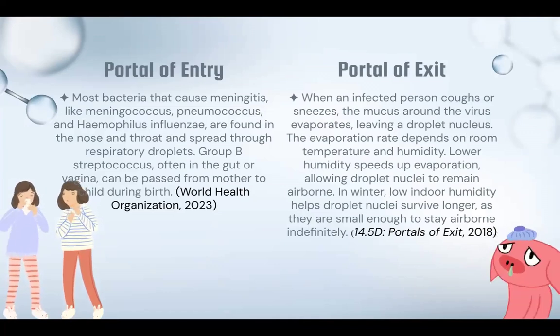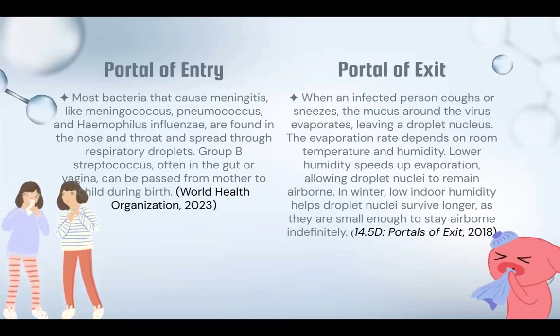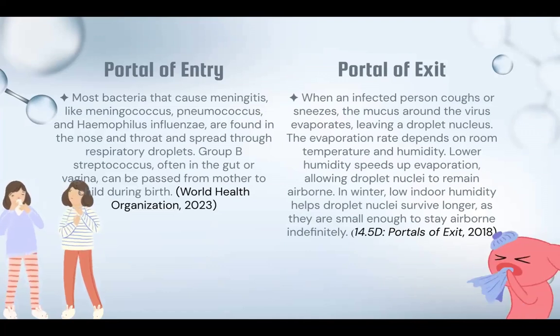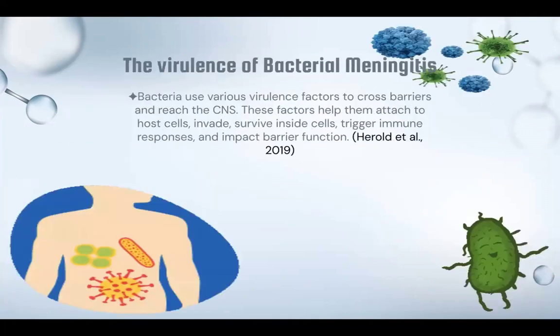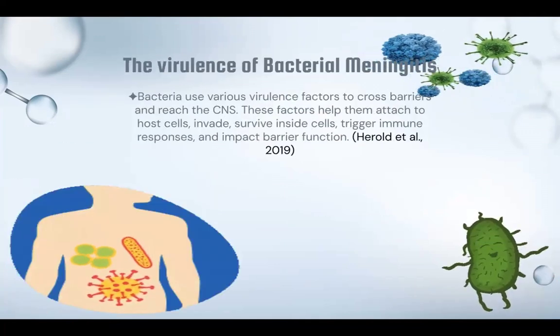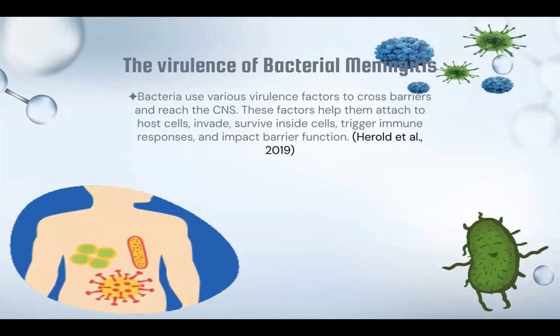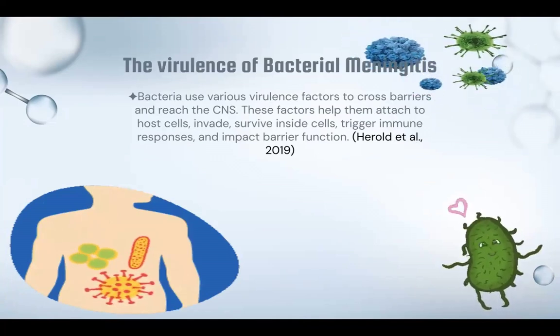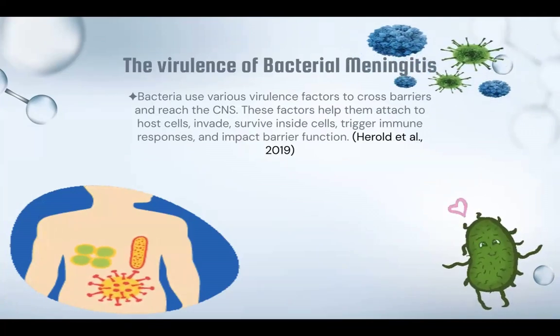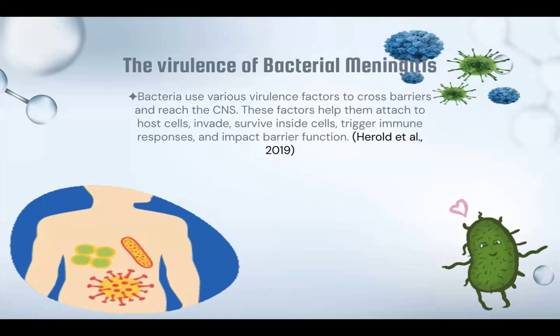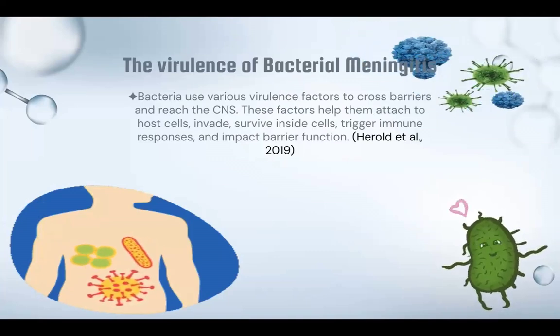The evaporation rate depends on room temperature and humidity. Lower humidity speeds up evaporation, allowing droplet nuclei to remain airborne. In winter, low indoor humidity helps droplet nuclei survive longer as they are small enough to stay airborne indefinitely. The virulence of bacterial meningitis. Bacteria use various virulence factors to cross barriers and reach the central nervous system. These factors help them attach to host cells, invade, survive inside cells, trigger immune responses, and impact barrier function.